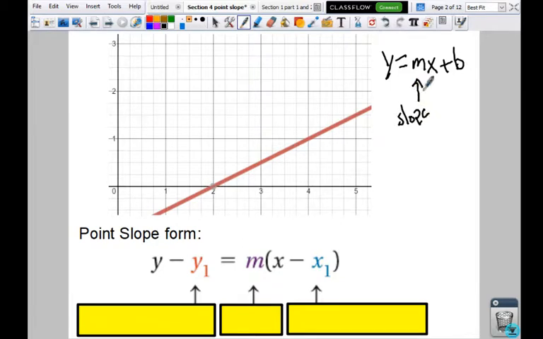And then what's b? What's another word for b? What is it, Drake? Slope? No, m is slope. Which is where our graph crosses the y-axis, right? b is our y-intercept, where our graph crosses the y-axis.